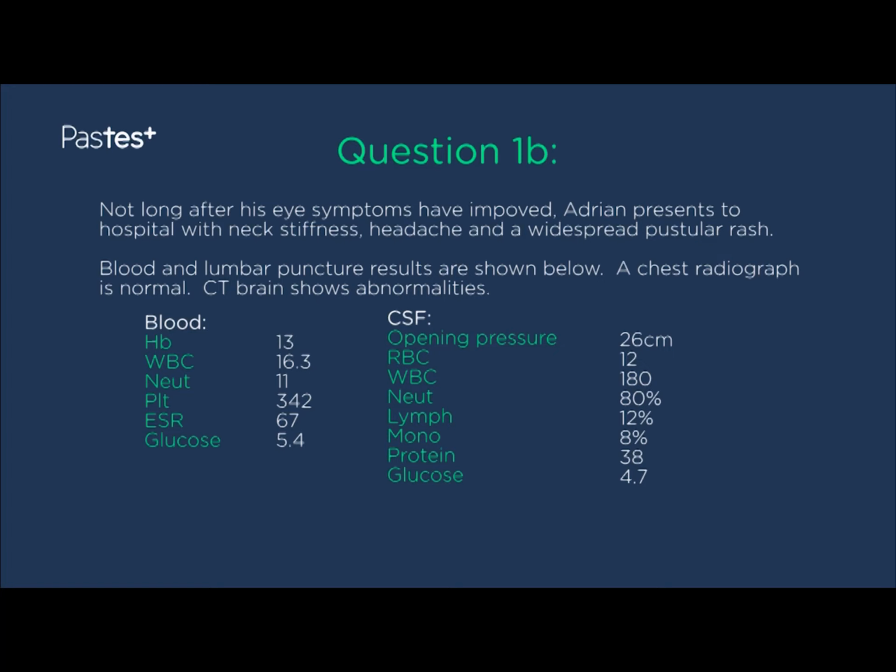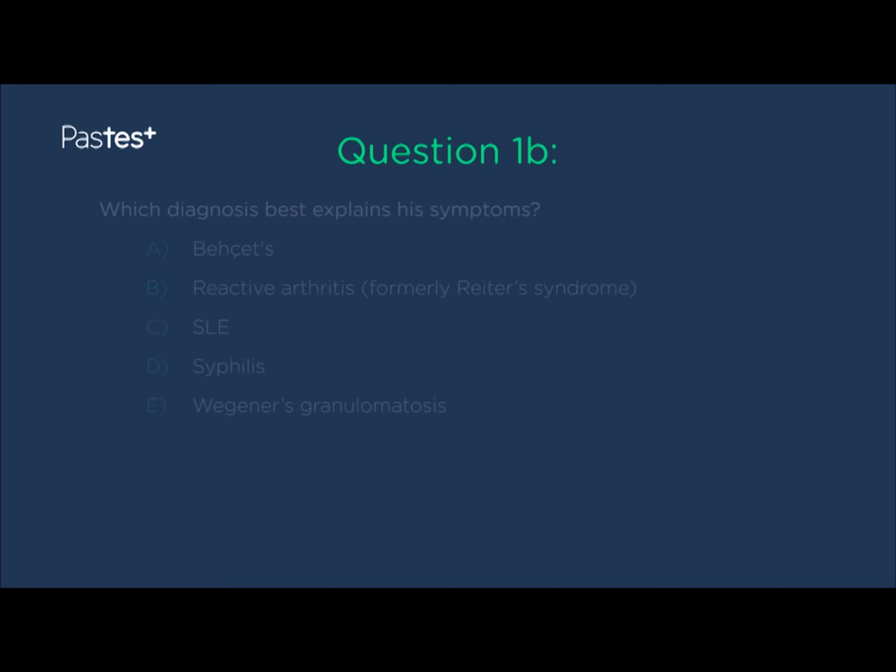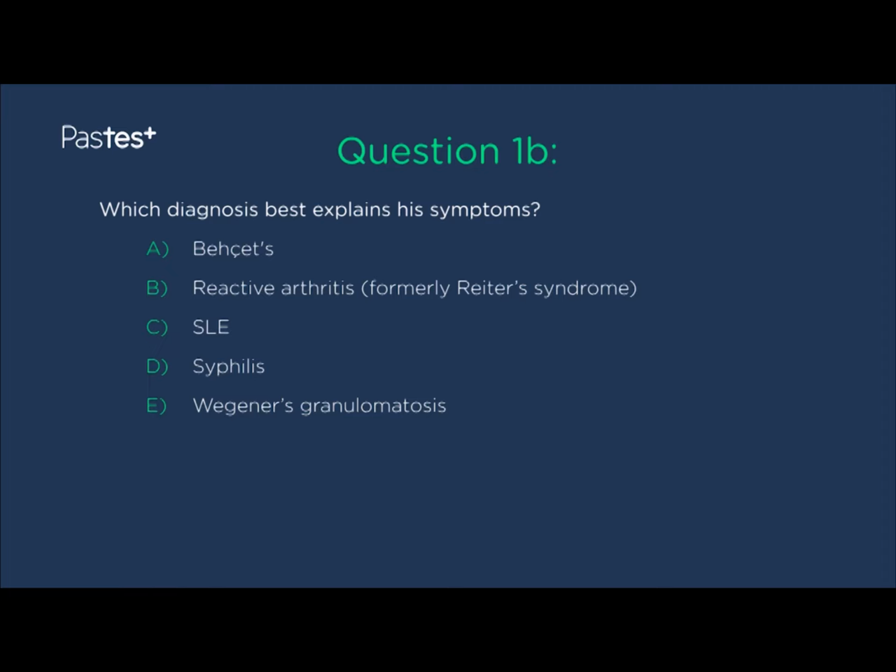Slightly increased red cell count, but the white cell count's definitely abnormal. And when you look at the white cell differential, that's what we call a pleocytosis, a mixture of the white cells. Protein, that's within the normal limits, and the glucose, compared to the blood, the serum glucose is okay. So which diagnosis best explains his symptoms? Behçet's, reactive arthritis, formerly Reiter's syndrome. We should be calling it always reactive arthritis, and I think it's worth mentioning that Reiter's syndrome is no longer a term we use. Lupus, SLE, syphilis, or Wegener's granulomatosis.